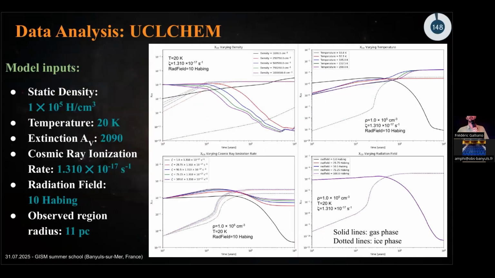Also, one more thing in the previous plots is that we see the general trend is that the gas phase CO goes down, however, the ice phase goes up, and this can be partly attributed to the freeze out of CO on top of the ice mantles.